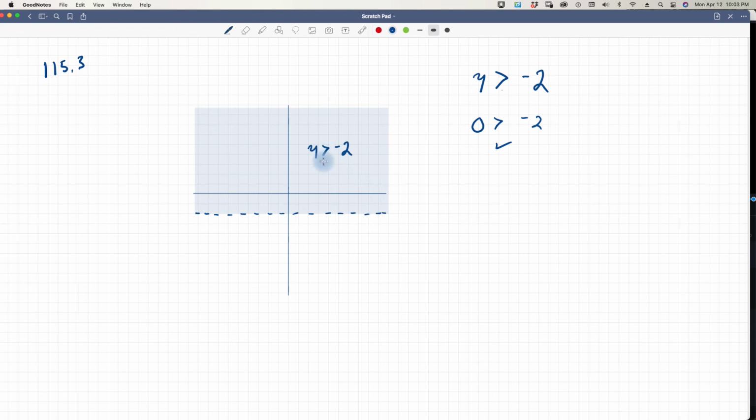And we kind of knew that anyway, because -3 is less than -2, right? -4 is less than -2. -1 is greater, 0 is greater, 1's greater. So you really didn't have to solve it. You could just deduce that by looking at the graph itself. But there you go. That's the answer to 115.3. So we have one more remaining and then we're done.